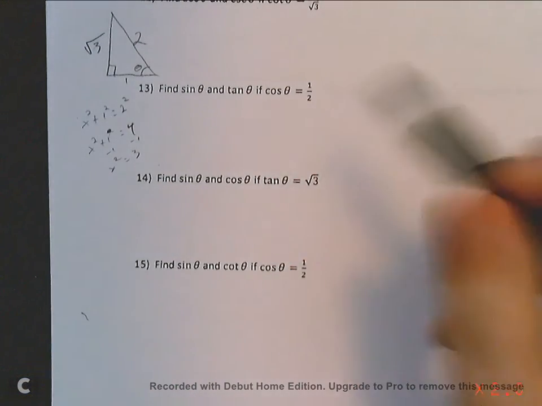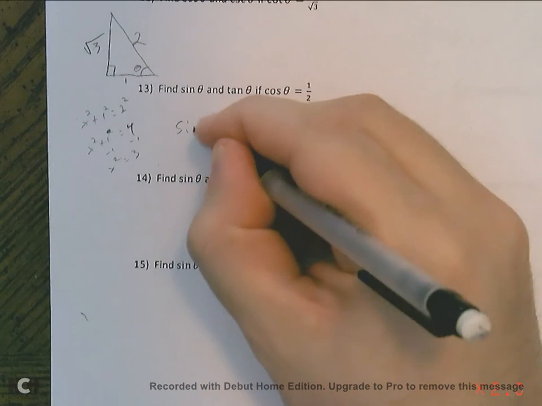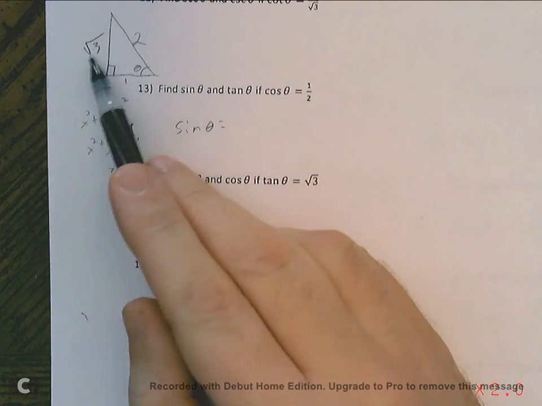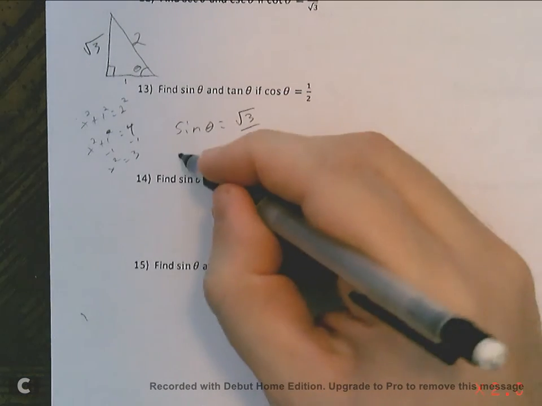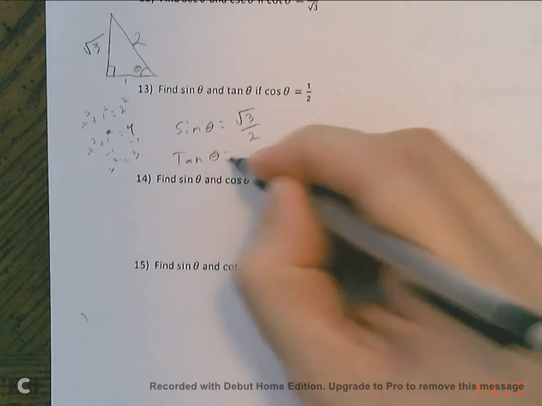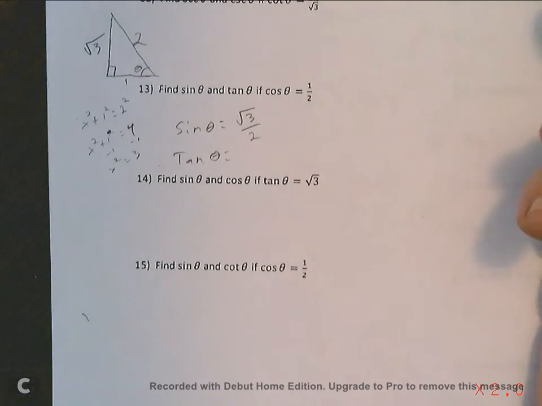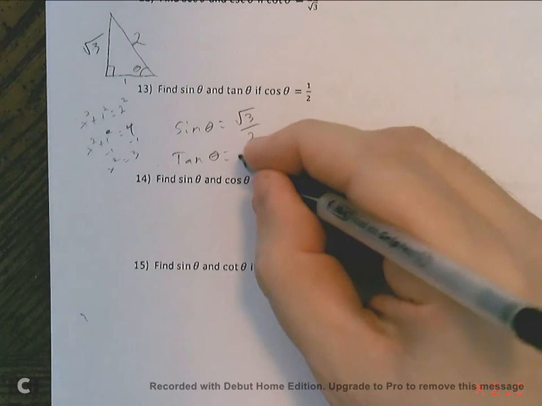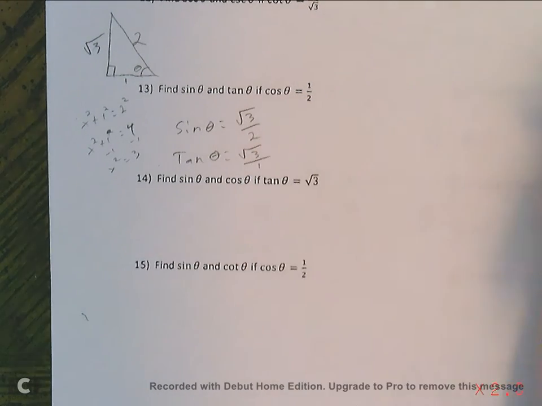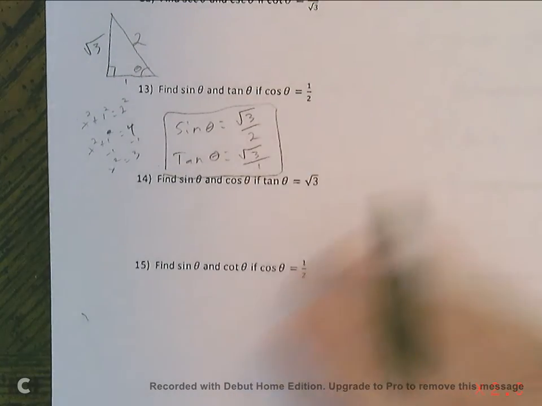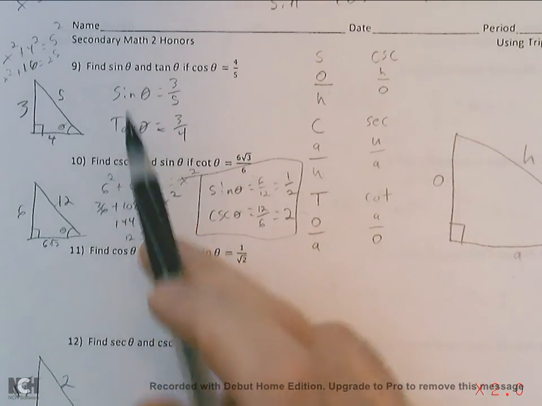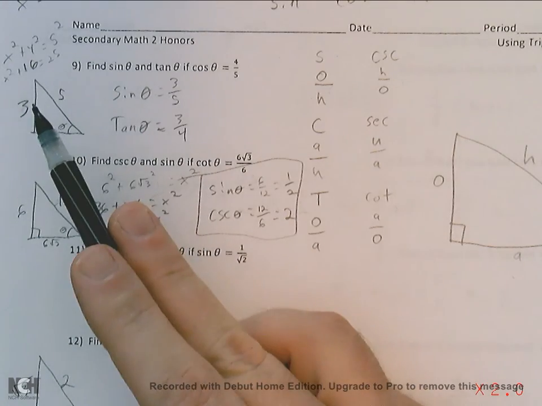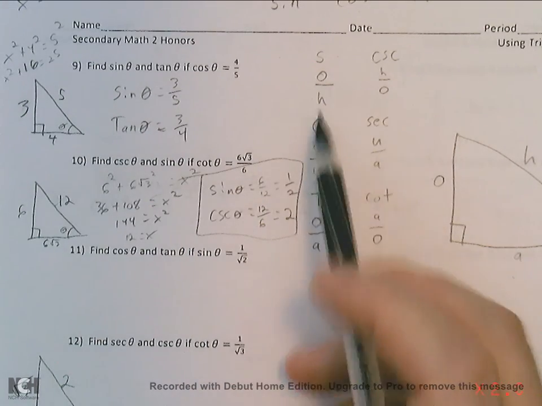Now to find sine of theta, that is opposite over hypotenuse. So the square root of 3 over 2. To find the tangent of theta, it is the opposite over the adjacent. So the square root of 3 over 1, or just the square root of 3. And that would be your answers. Not too tough, right? Once you have SOHCAHTOA down, you just use the Pythagorean theorem to find whatever side is not given to you, and then you set it up with the appropriate ratio.